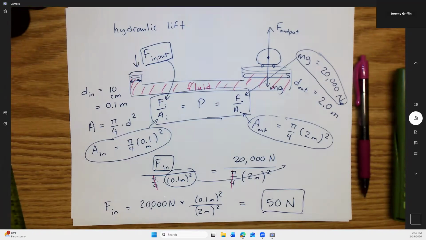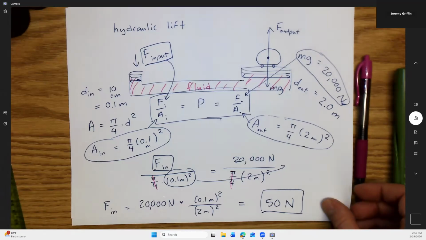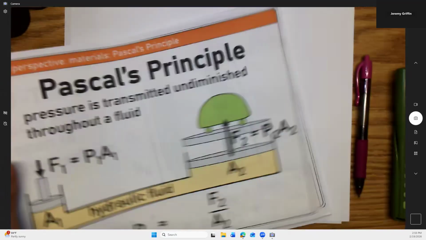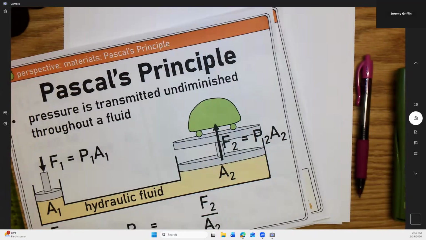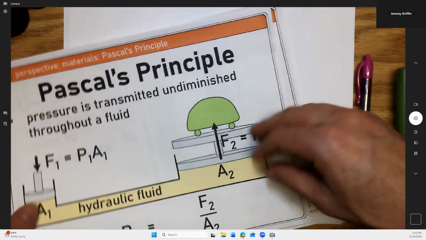Once you do enough of these, of course, you might see some patterns, like, okay, I know if I take the force that I want, the weight of the car, and I do input diameter squared over output diameter squared, it's a kind of shortcut to the end. Okay. All right, let's go on to the next example.